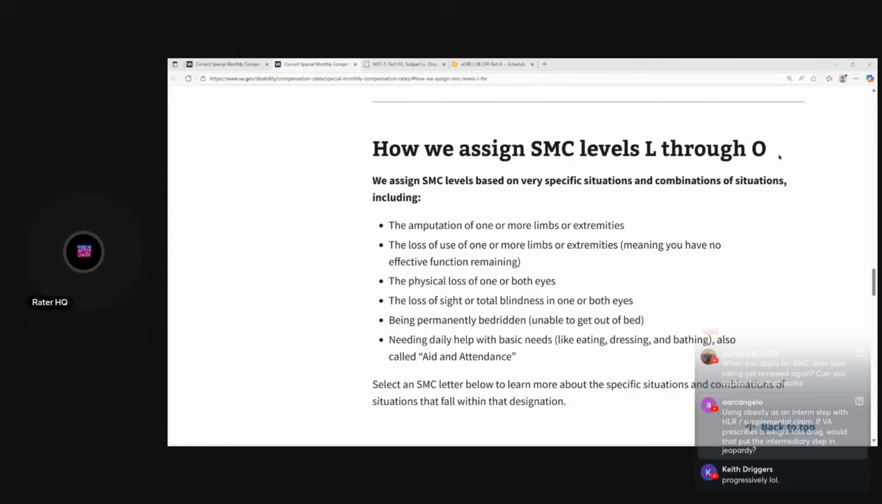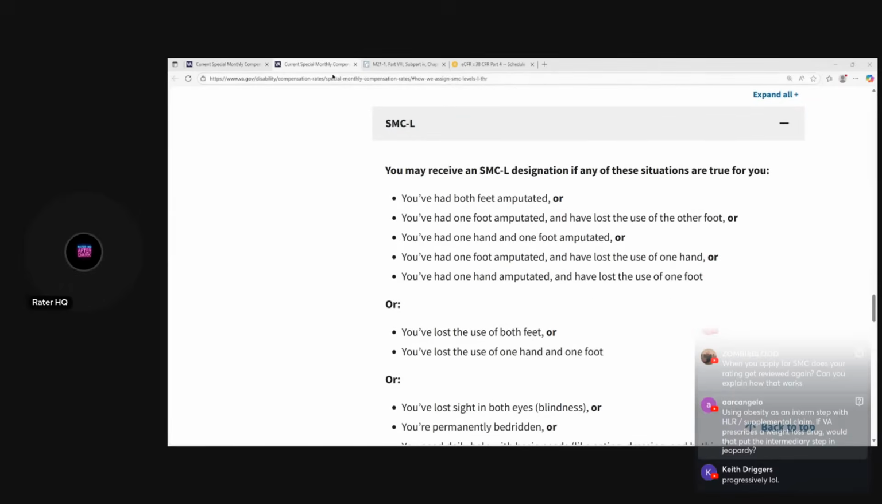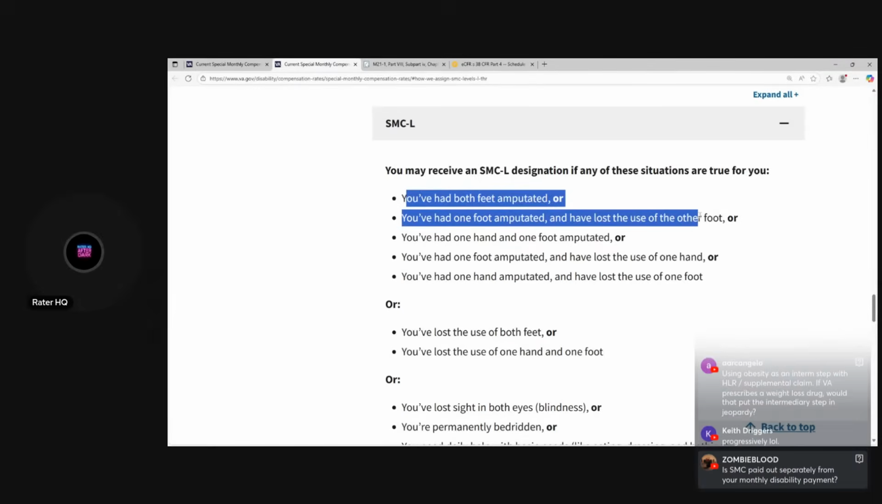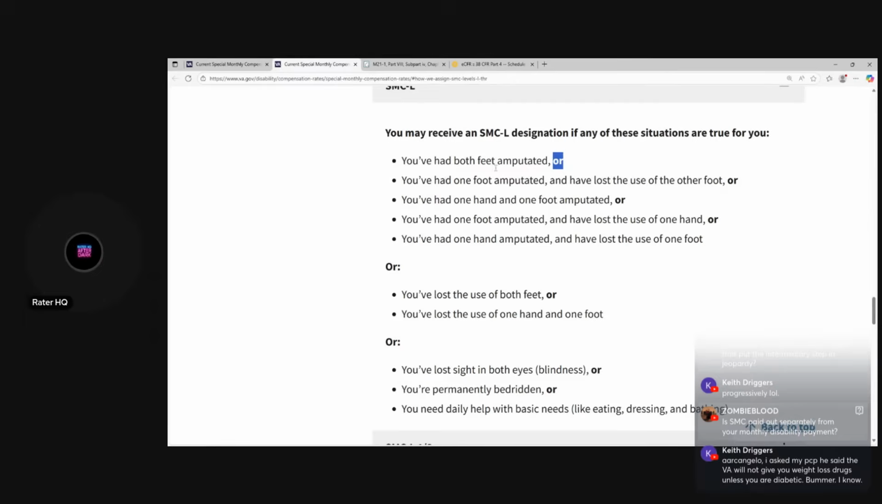So when we talk about SMC L through O, we're going to start with L. This va.gov website does a really good job of telling you what the requirements are for L. You have to have both feet amputated, or one foot amputated and have lost use of the other one. There are a lot of ors here. If you met just one of these criteria, you could be service connected for aid and attendance.